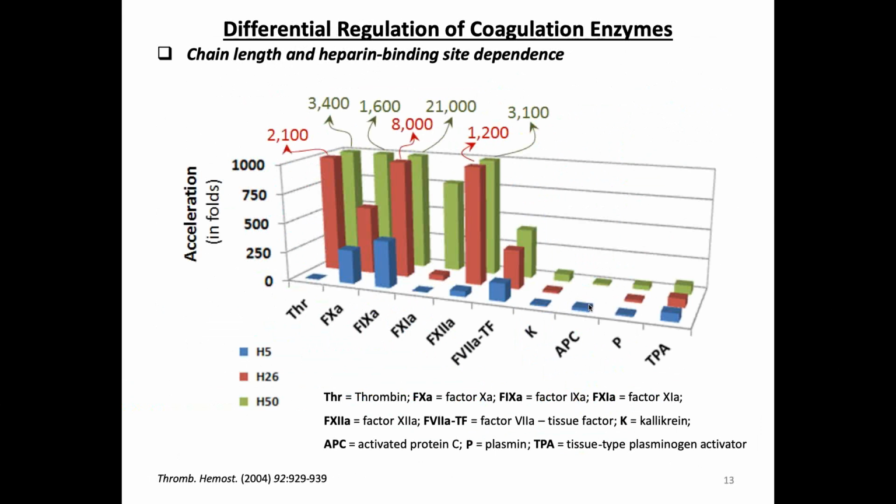For factor 10A, pentasaccharide is quite effective, 300-fold. H50 is about 1,600-fold. So the difference is not as high as what you find for thrombin. And likewise for factor 9A and for others. This is how it was discovered that the mechanisms are different.